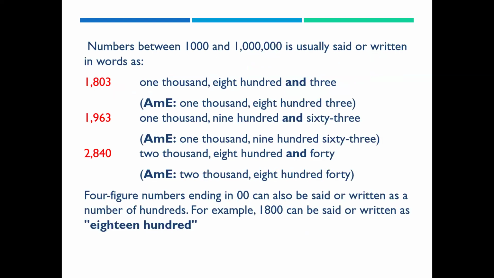Now, for numbers in the thousands, angka yang dalam ribuan, we use the same pattern but with bigger groups of numbers. For example, 1803 is said as one thousand eight hundred and three. 2840 is said as two thousand eight hundred and forty. Sometimes for numbers like 1800, you can say it as eighteen hundred, which is a shorter way of saying it.